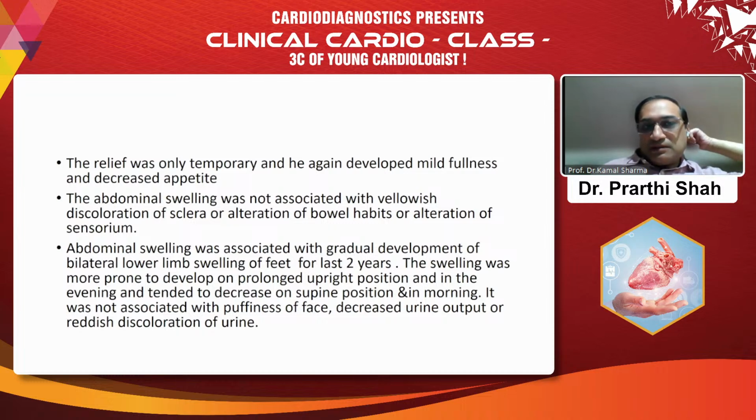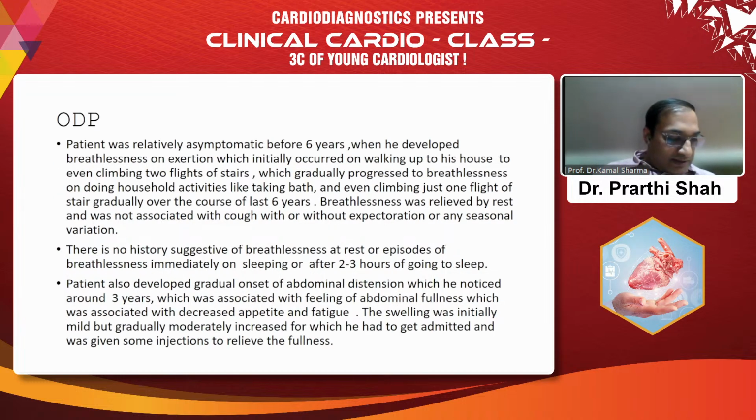Prarthi, what is the mechanism of dyspnea in a patient with constrictive pericarditis, and how does it differ from, say, valvular heart disease or dilated cardiomyopathy? Is the mechanism different, or the same? The dyspnea caused by valvular heart disease is mostly due to increased pulmonary congestion, whereas in constrictive pericarditis it is mostly due to decreased cardiac output.